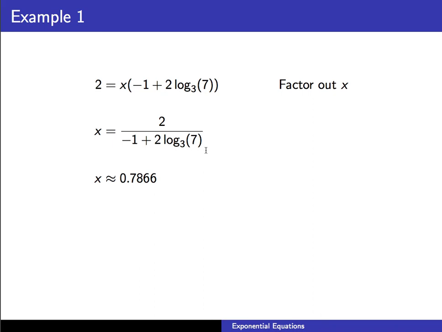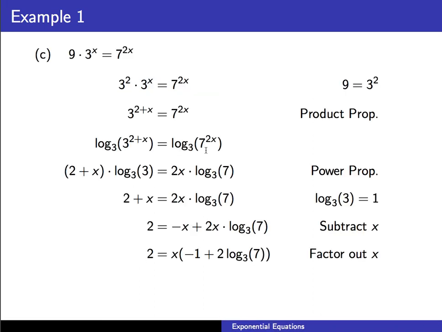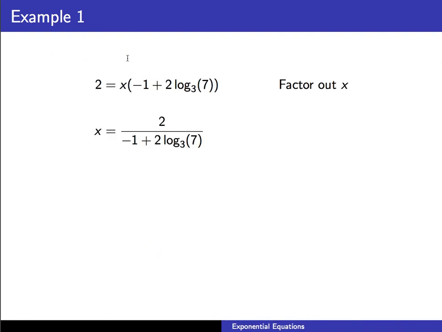Now again, you can check that that is correct, because recall that if you put in the left side of the original problem on your calculator, and then the right side of the original problem on your calculator, the solution will be where the graphs intersect, what the x-coordinate is of the intersection point for the graphs of 9 times 3 to the x and 7 to the 2x power. They are going to intersect when x is about 0.7866. So you can use your graphing calculator to check that.